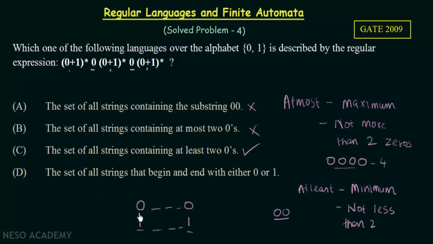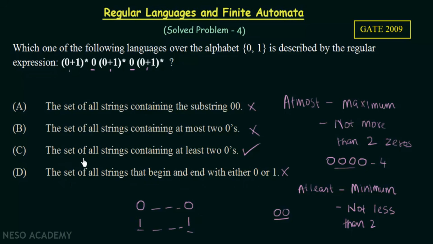So it can begin with 0 and end with 0. It can begin with 1 and end with 1, but not in all cases. It can also begin with 0 and end with 1, and also it can begin with 1 and end with 0. So the set of all strings that begin and end with either 0 or 1 is false. So this is also the wrong description.